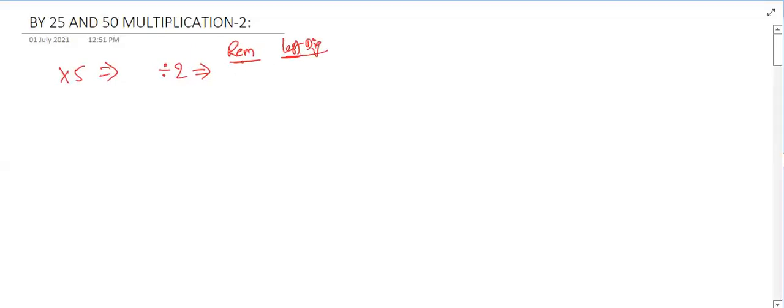What are the remainder possibilities when any number is divided by 2? The remainder may be 0 or 1. If the remainder is 0, the last digit is 0. If the remainder is 1, the last digit is 5.